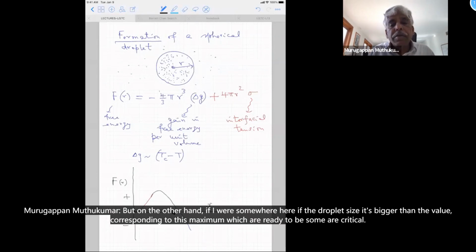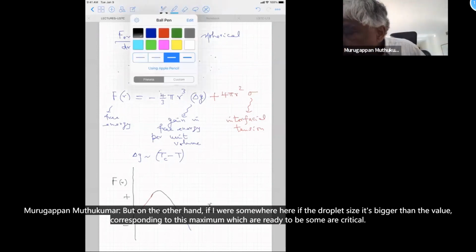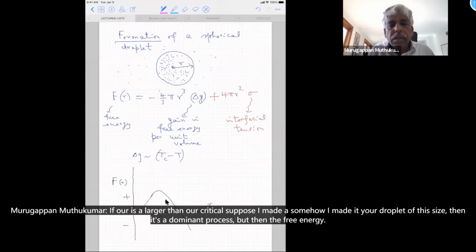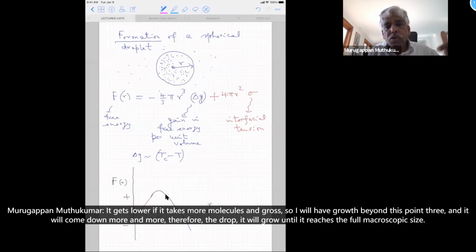But on the other hand, if the droplet size is bigger than the value corresponding to this maximum, which I'll write as R critical, if R is larger than R critical, suppose I made a droplet of this size, then it's a downhill process. The free energy gets lowered if it takes more molecules and grows. So I will have growth beyond this point. Free energy will come down more and more. Therefore, the droplet will grow until it reaches the full macroscopic size.